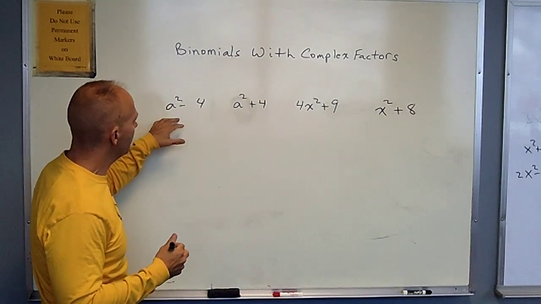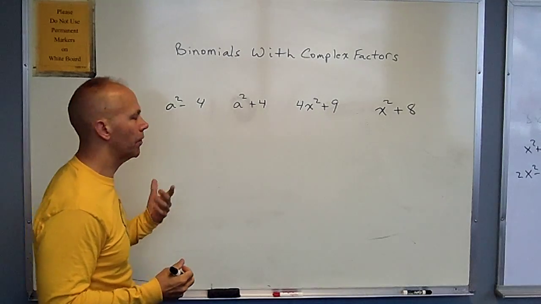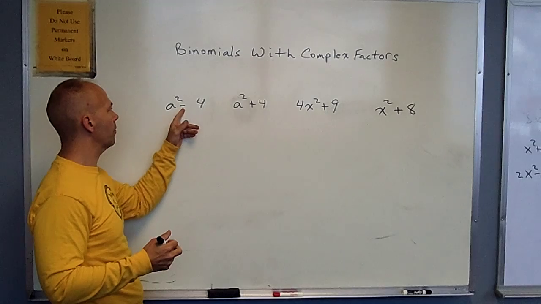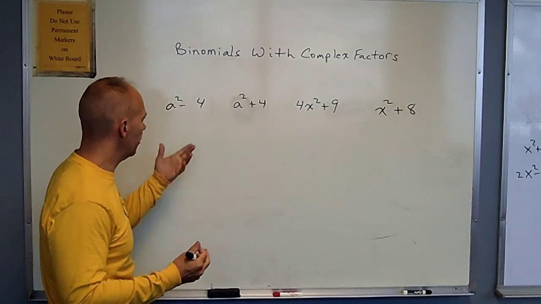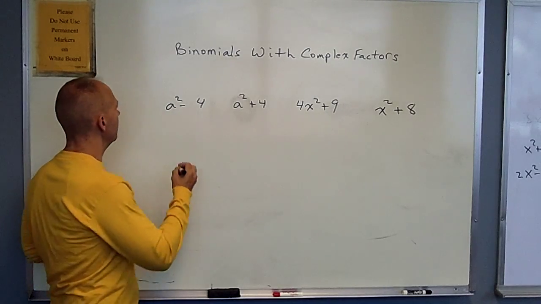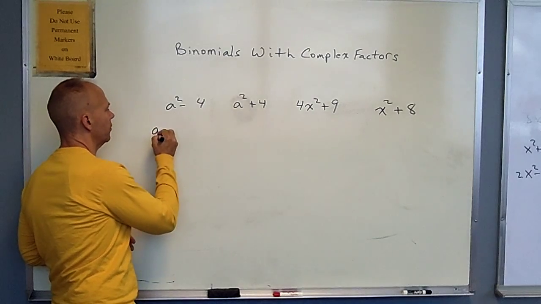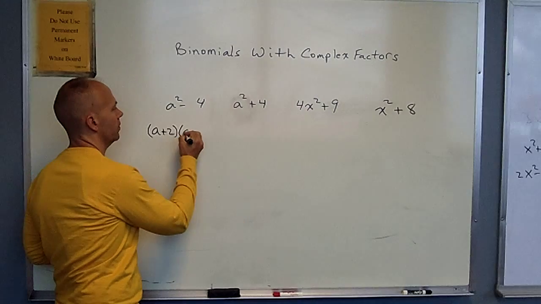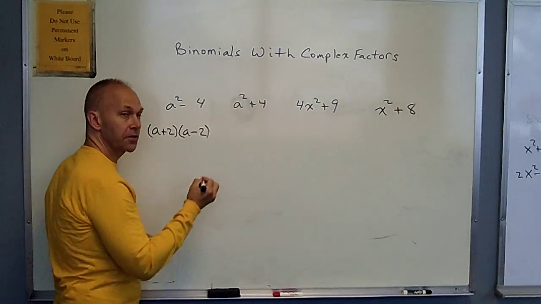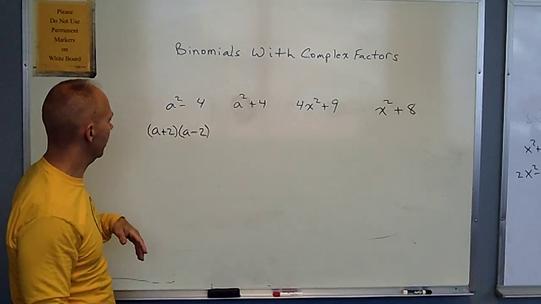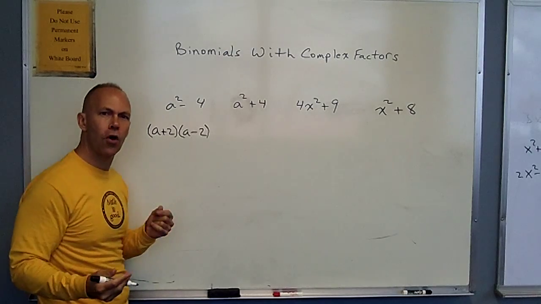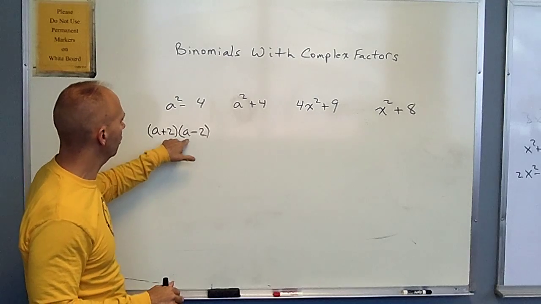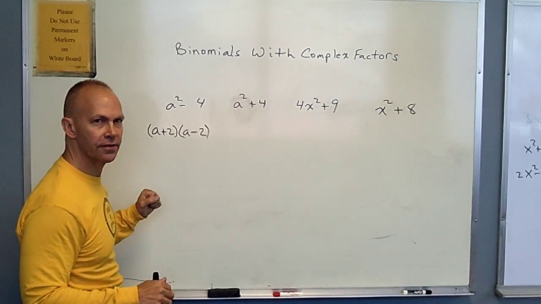Now, binomials, we've learned how to factor a binomial that has a perfect square minus a perfect square. We call that a difference of squares. We said what this will factor into is the square root of the first plus the square root of the second times the square root of the first minus the square root of the second. And these factors, we called these conjugates. They had the same terms but opposite signs.